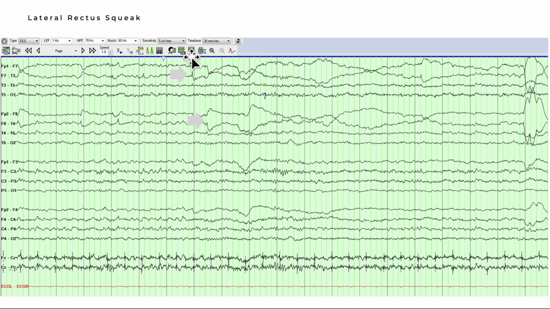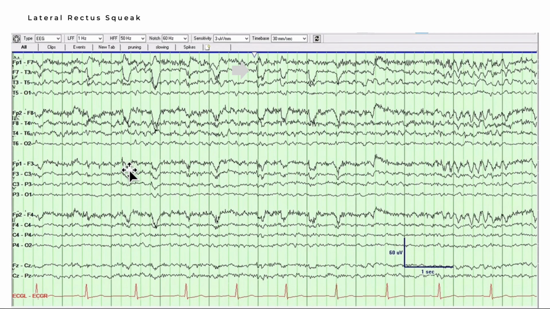You identify it by its very limited field, and you see it is happening with eye movement artifact, if you remember back to how that looks. Here's a patient with just their vertical eye movements. They do have this lateral rectus squeak intermixed, and that could be a little bit of a fooler if you're not well versed in EEG, so if you're just getting started as you're learning, that's very important to know about.